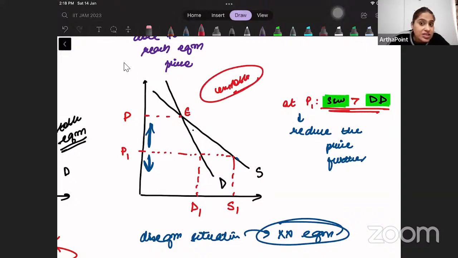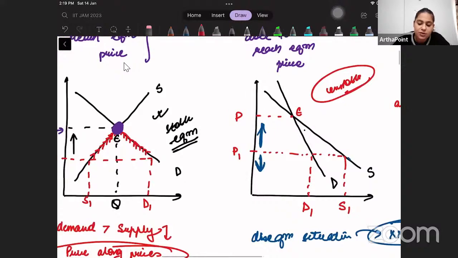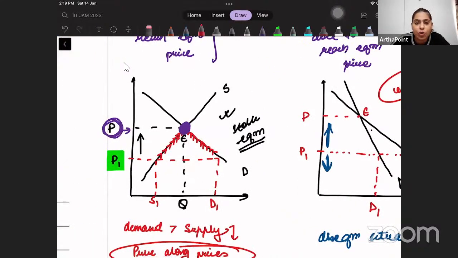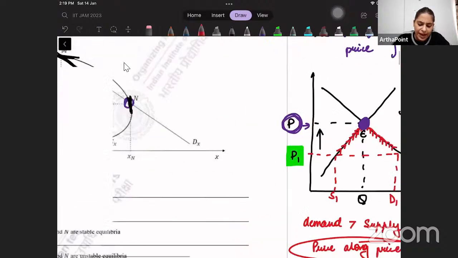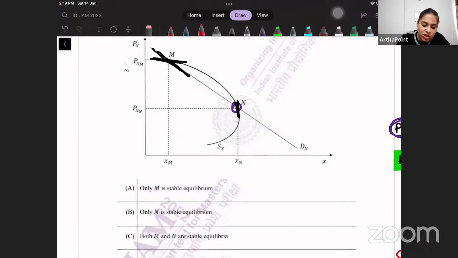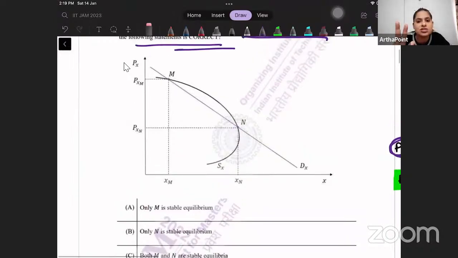So any unstable equilibrium is where, when you start away from the equilibrium point, you are not able to reach the equilibrium back. Stable equilibrium is when you start from a disequilibrium point and you are able to reach the point of equilibrium back. So if you go back and check, they have just made this backward bending to check these two concepts in the same point.